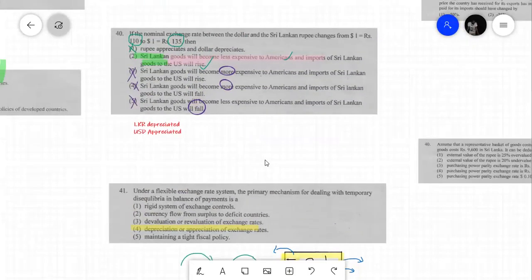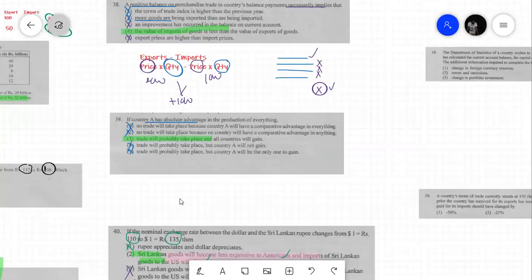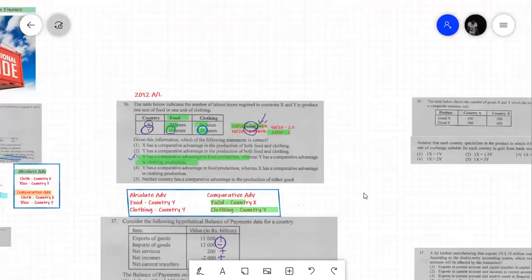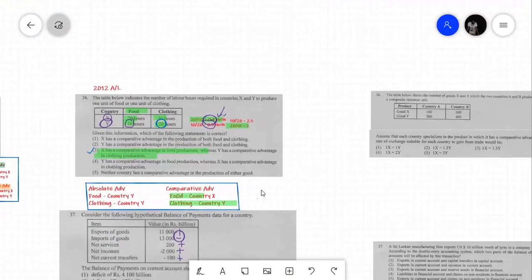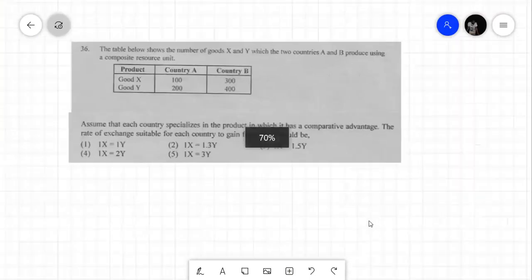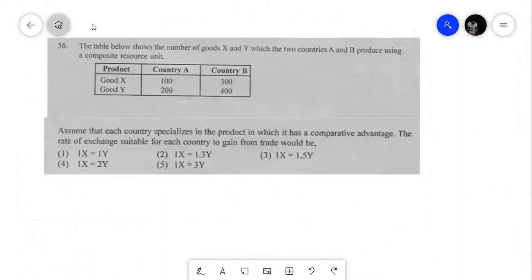Okay, question 2012. All correct? Yes. 1, 2, 3, 4, 5, 6 MCQ. Done? Yes. No. Yeah, 3 is fixed, that devaluation and appreciation. Okay, then we go into the 2013 A level paper.